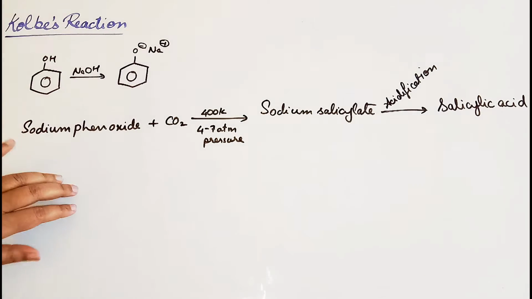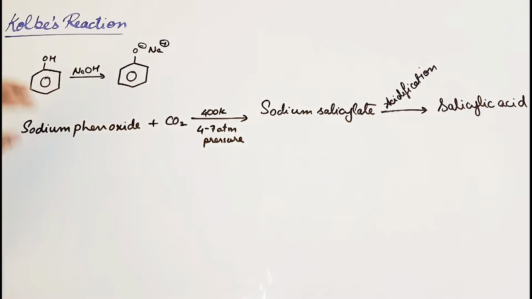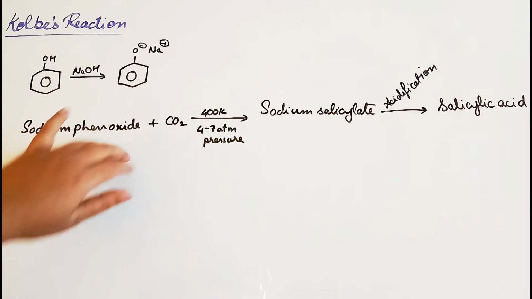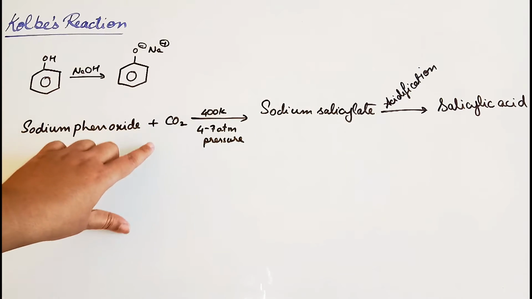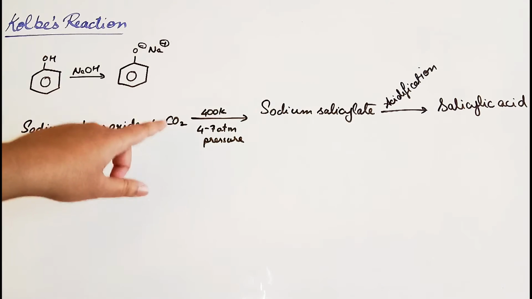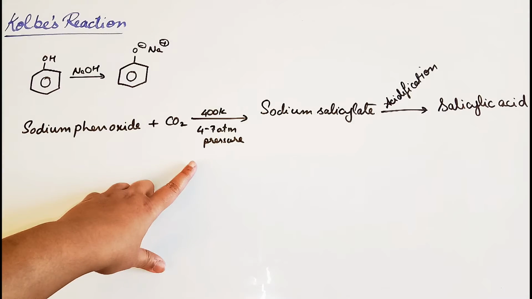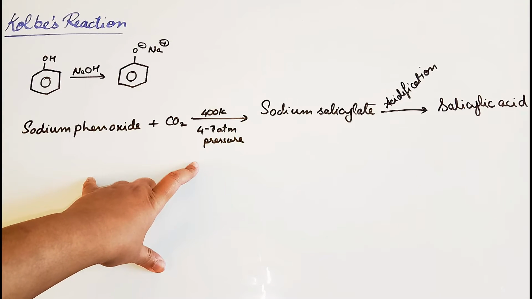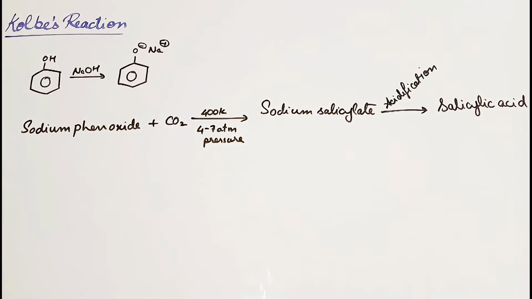So you have a sodium phenoxide ion, which is formed by reaction of phenol with sodium hydroxide, and since sodium phenoxide is very reactive in nature, it can react with a weak electrophile like carbon dioxide. At 400 Kelvin and 4 to 7 atmospheric pressure, this forms sodium salicylate, which on acidification leads to the formation of salicylic acid. So let's write the reaction.